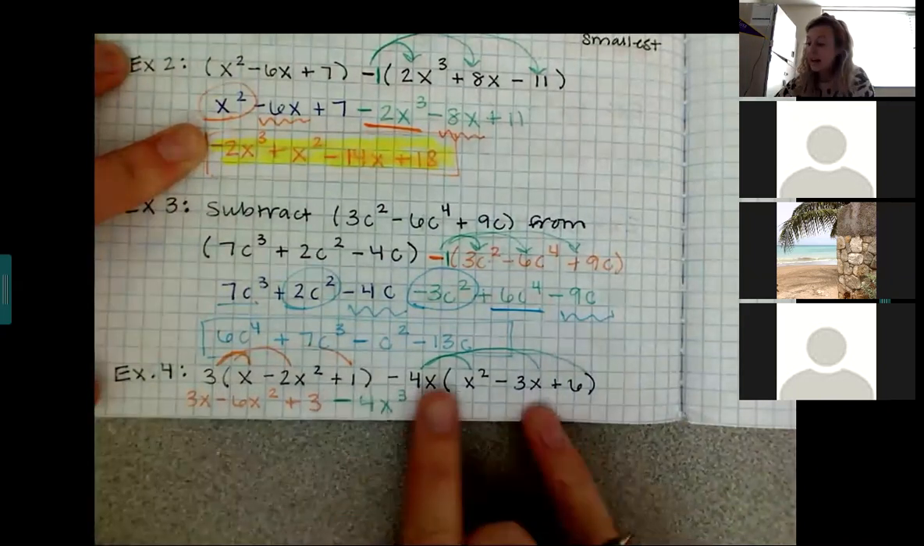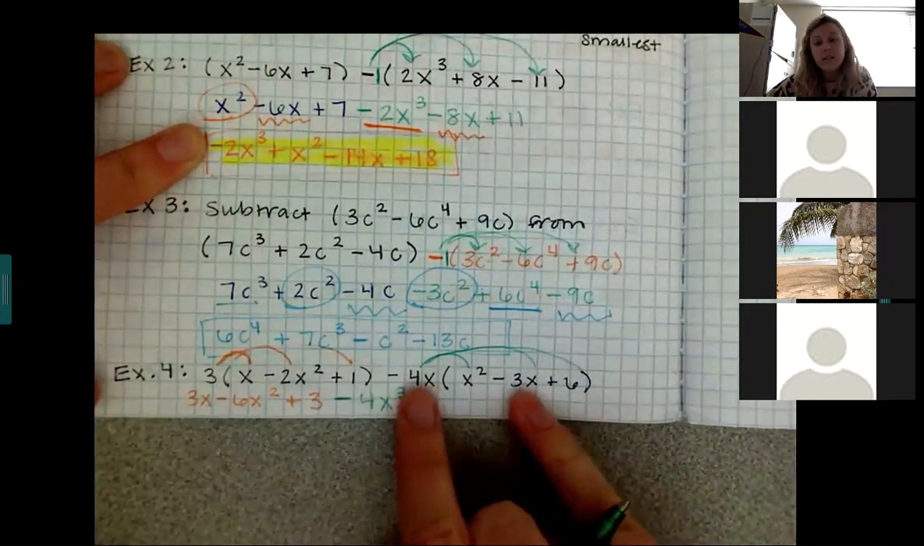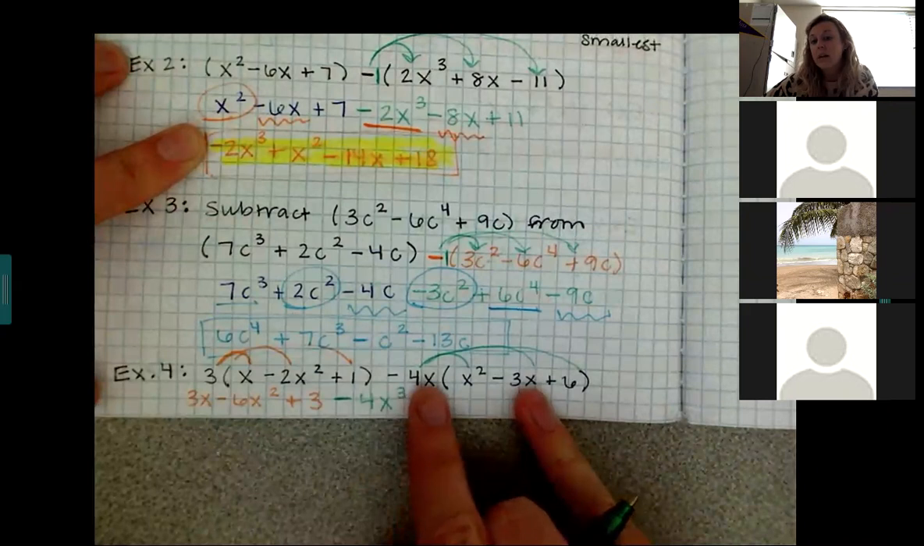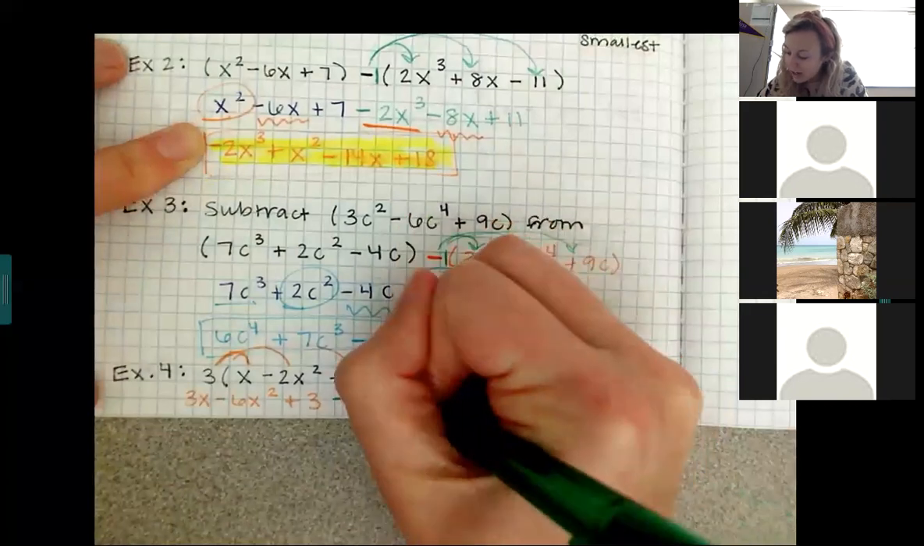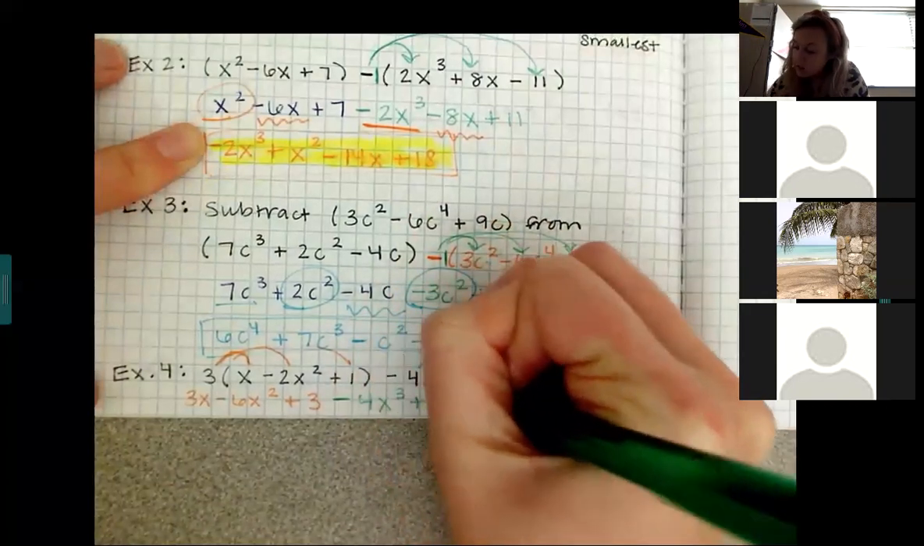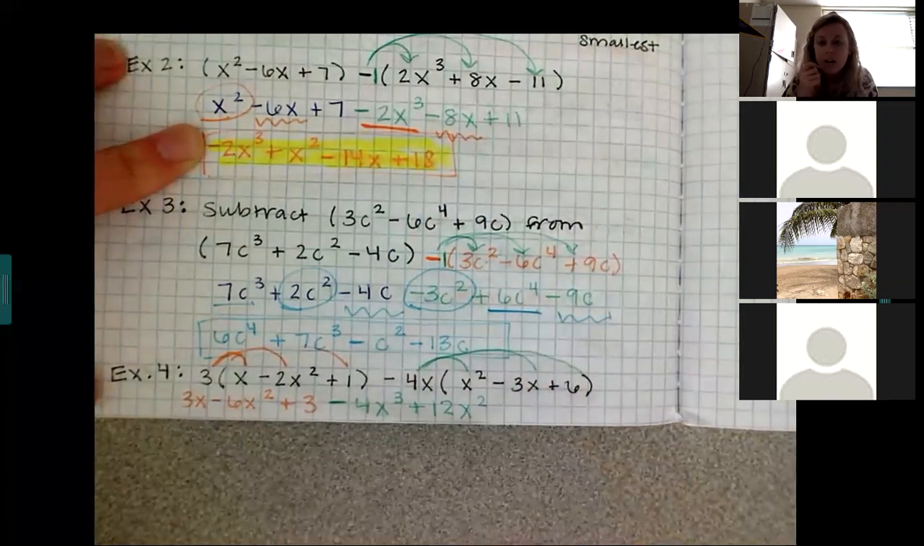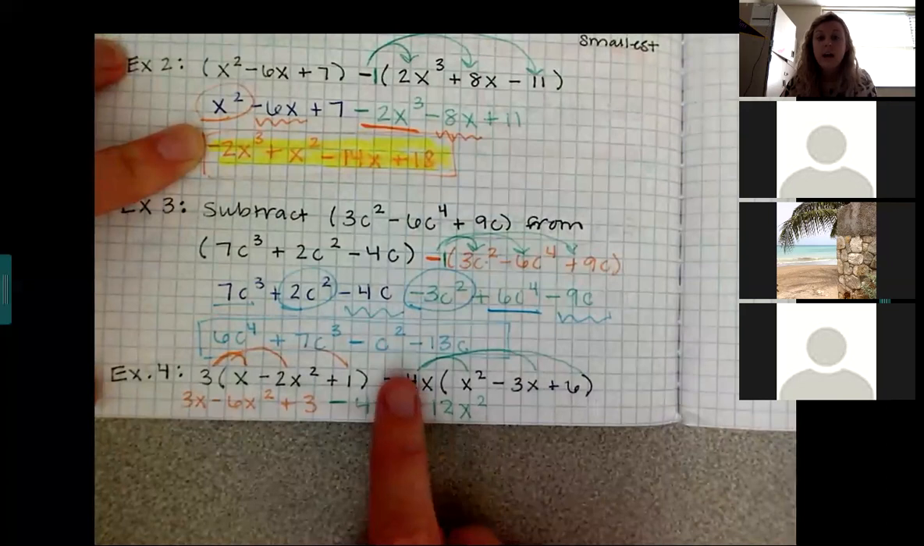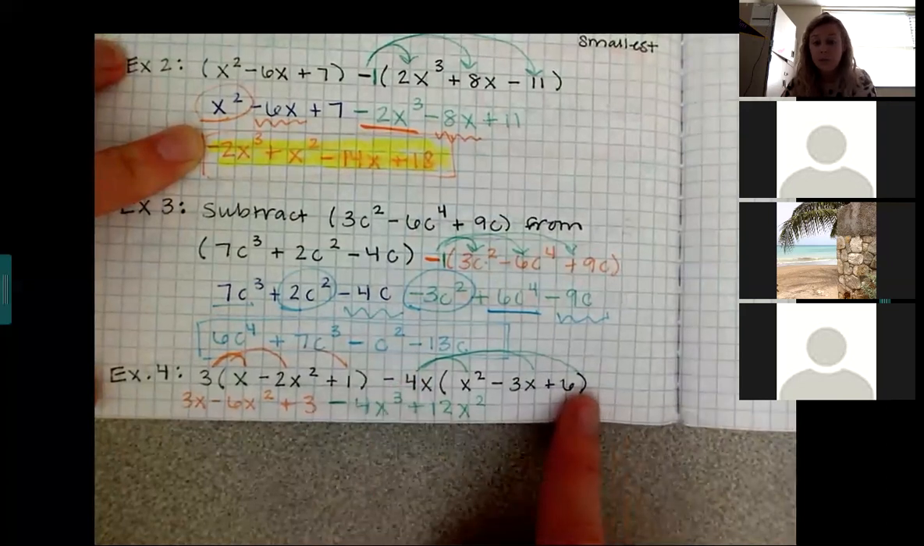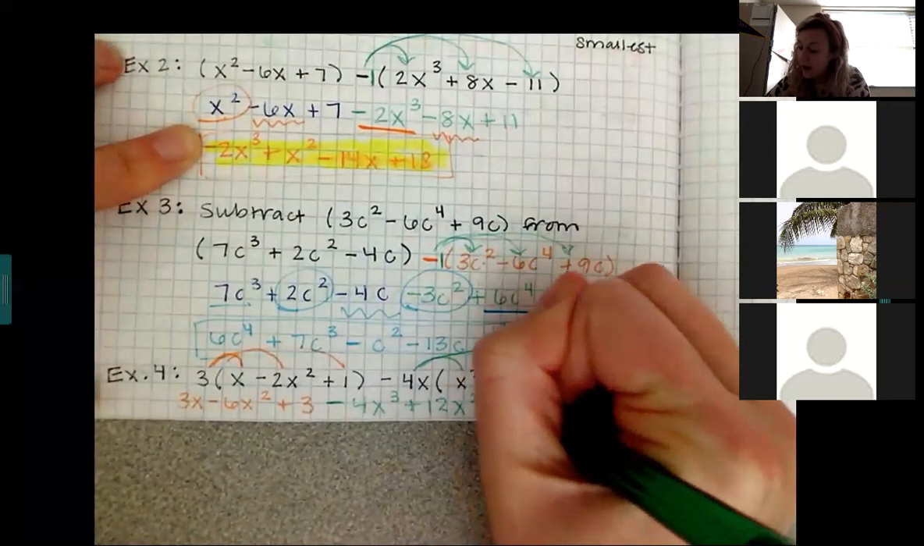So what is my next term gonna be? What's negative 4x times negative 3x gonna give me? Positive 12x squared. Good, very good. Both of you got it. 12x squared, there's 2 x's there. So you add the exponents. 1 plus 1 is 2. That's why we did our exponent rules first, because you need them for this. And the negative 4x times positive 6 is just negative 24x, right?